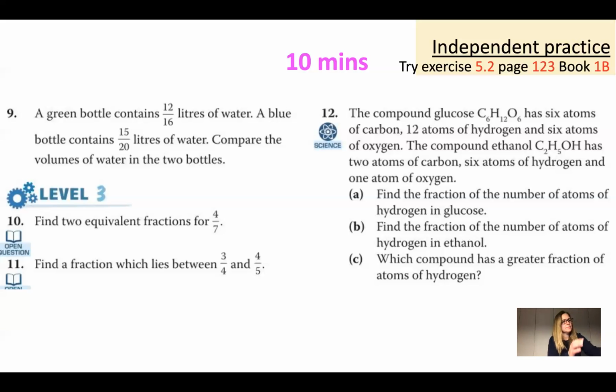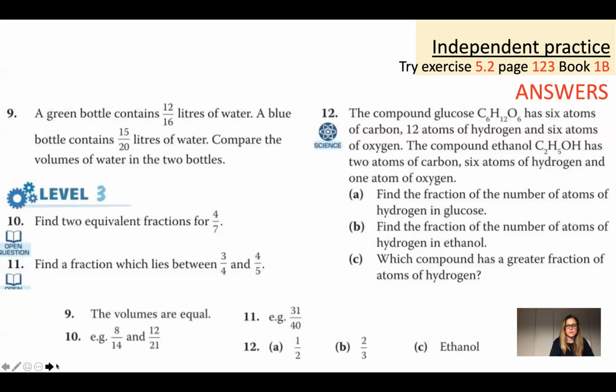Okay. Time's up. Let's pop the answers up for you. Obviously, there are multiple different answers to question 10 and question 11. Pause it, mark, make corrections as usual.